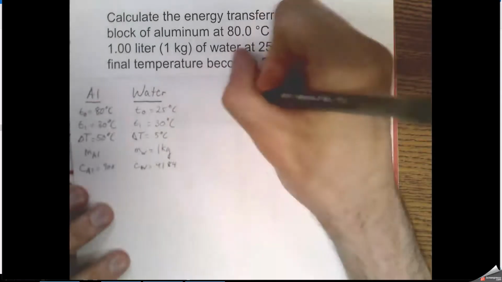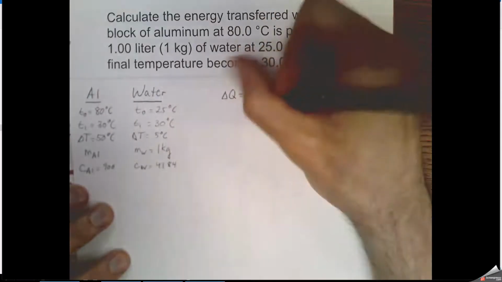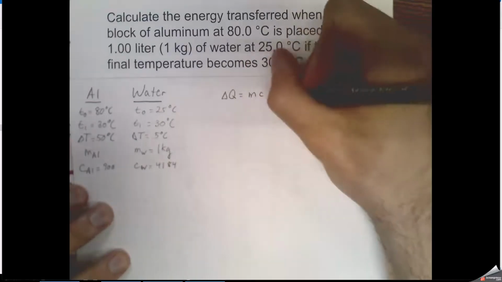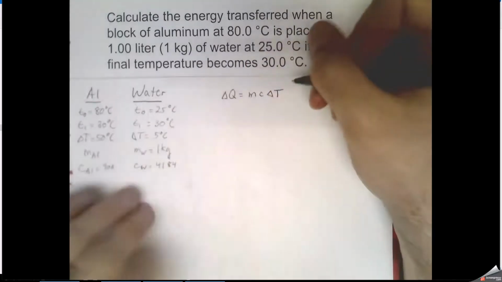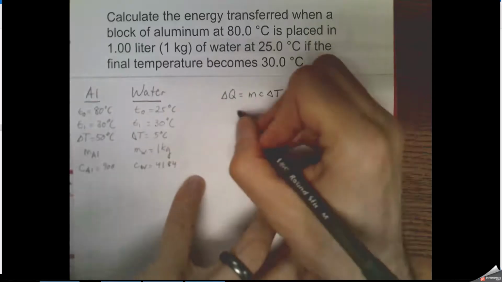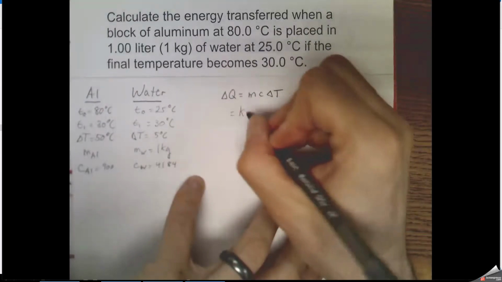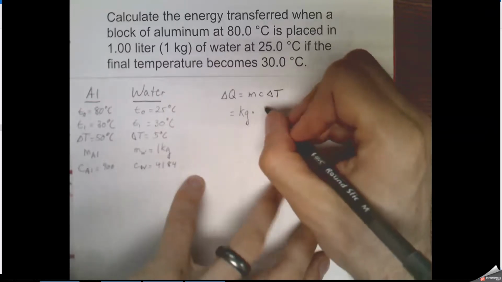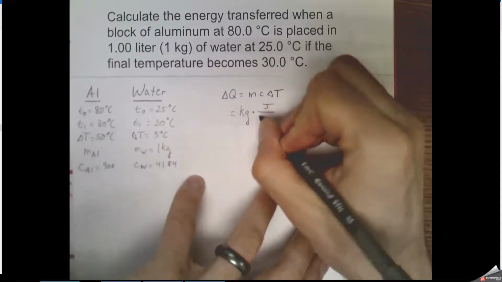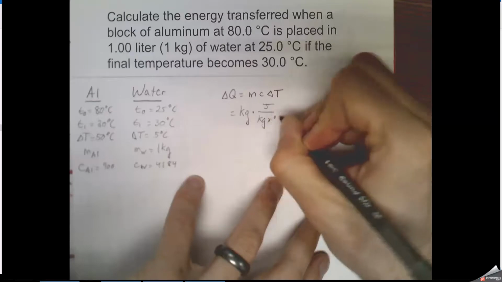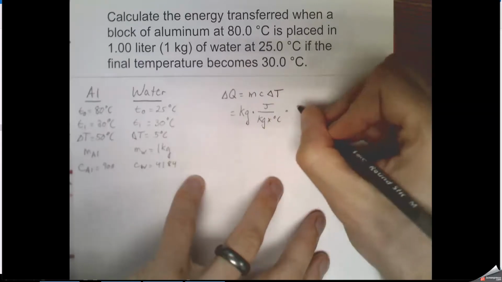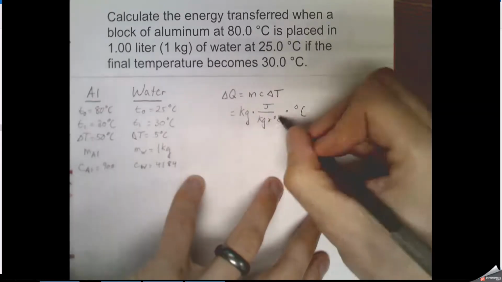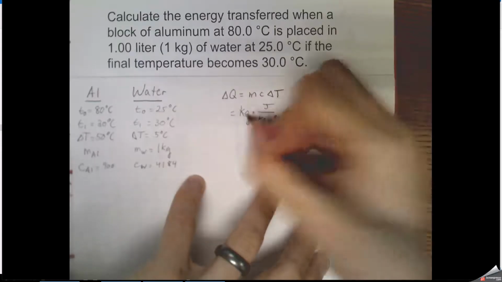So once we write down what we know, we're going to find our formula sheet, and find that the formula is that the change in Q is equal to mass times specific heat times change in temperature. We're going to take a little side note here, and look at the units. Mass is kilograms. Specific heat is listed as joules per kilogram times degrees Celsius, and temperature is Celsius. So we're going to cancel Celsius, Celsius out, kilograms, kilograms.